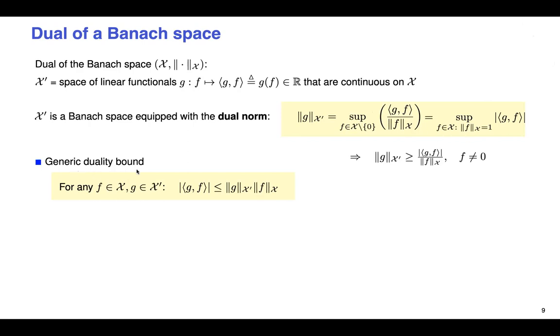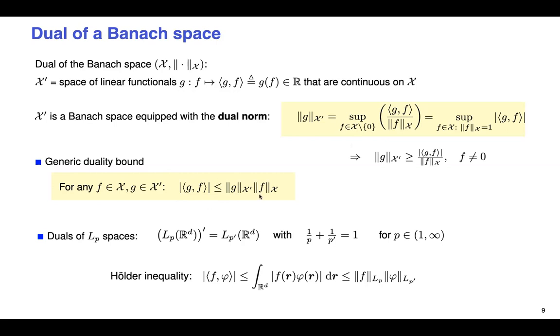Now, there's a generic duality bound, and I like to see that as the extension of the Cauchy-Schwarz inequality. If you look at the definition of the dual norm, it's really very straightforward, because this is the supremum, and the supremum is obviously greater than any particular element. And then when you move the norm of f up here, you have this duality bound, okay?